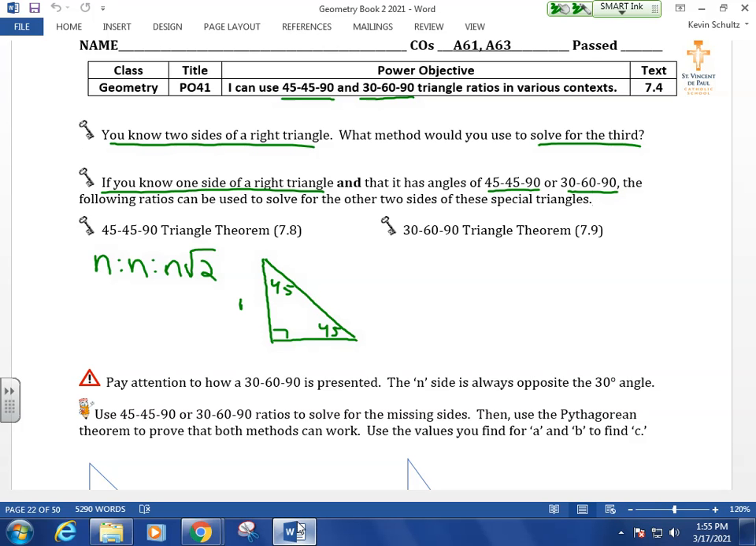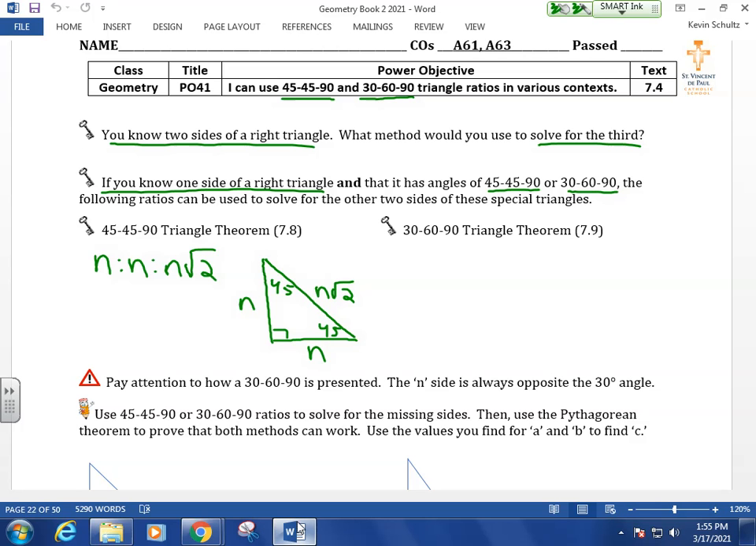Okay. And they're the same because they're both opposite congruent angles, right? This is technically an isosceles triangle. It's got two congruent angles, and so the sides opposite those angles are going to be congruent. So those are our two n sides. And the hypotenuse is going to be n times the root of 2, okay? Which is not 1. Root of 2 is not 1.